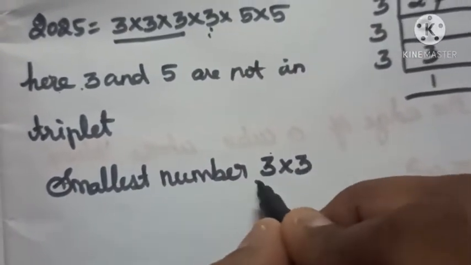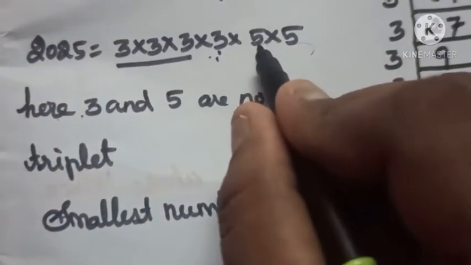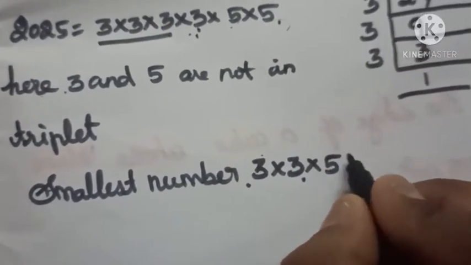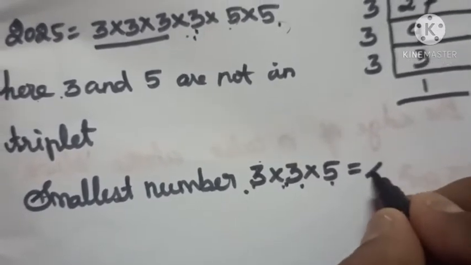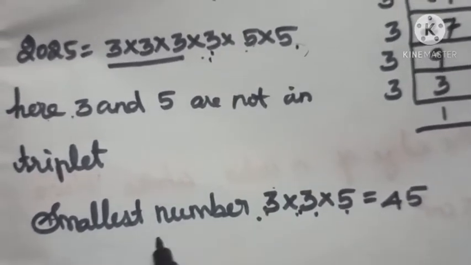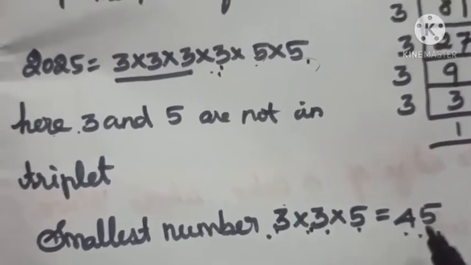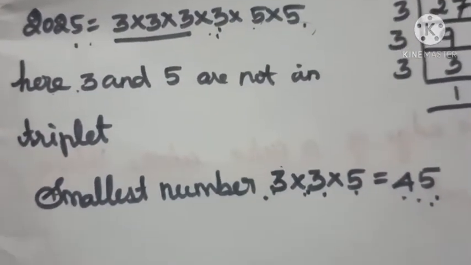Okay, we need 2 more 3s to make this 3 a triplet. And how many 5s do we need to make this 5 a triplet? 1 more 5. Now you multiply this: 3 3s are 9, 9 5s are 45. So the smallest number 45, you must multiply with 2025, and it becomes a perfect cube. Okay.